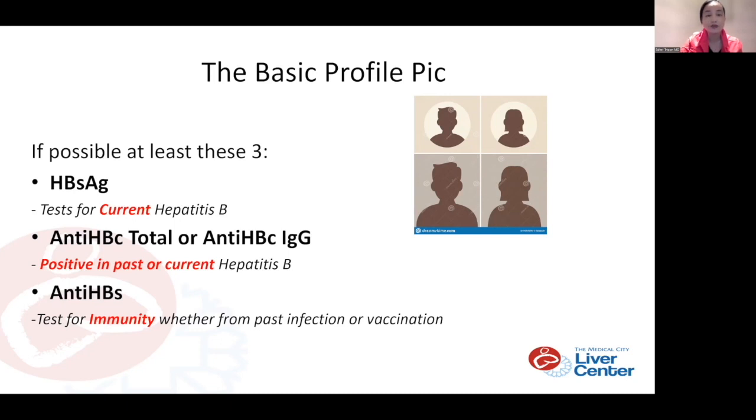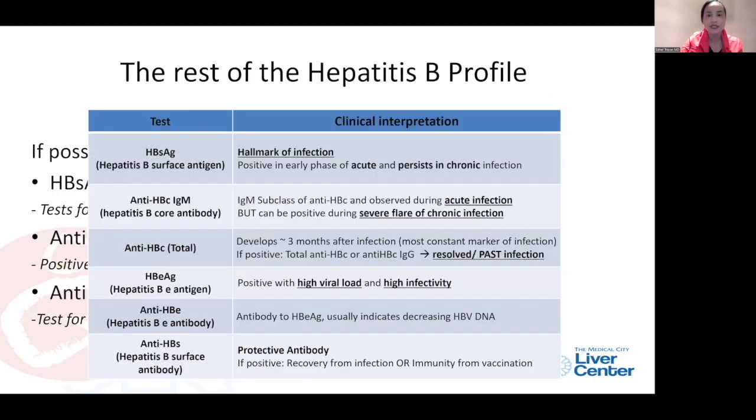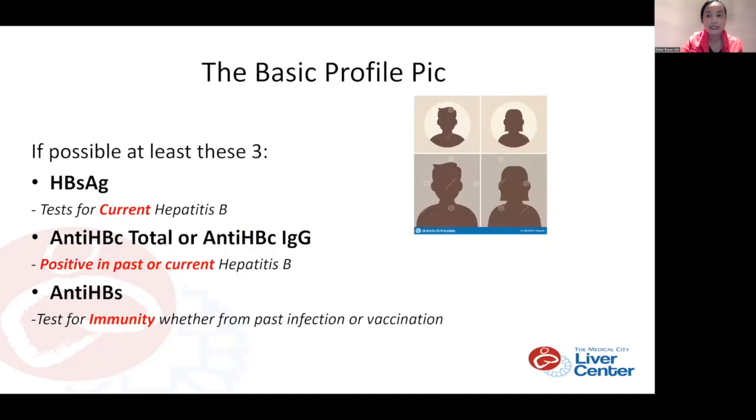While your most durable marker is anti-HB core, or anti-HB core total or IgG, because this will be positive in either past or current hepatitis B infection, while anti-HBs tests for immunity, whether from a past infection or from vaccination. This is basically the rest of the hepatitis B profile, but at least remember these three things and ask for these three things because these are actionable parts of the hepatitis B profile.